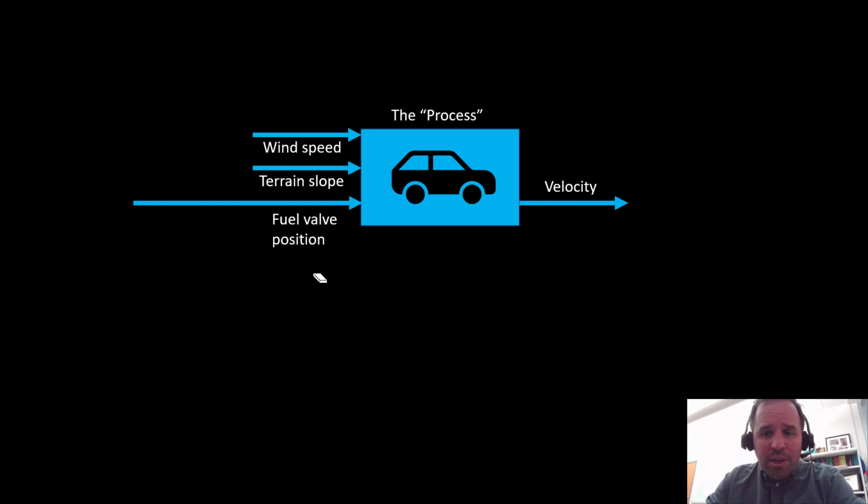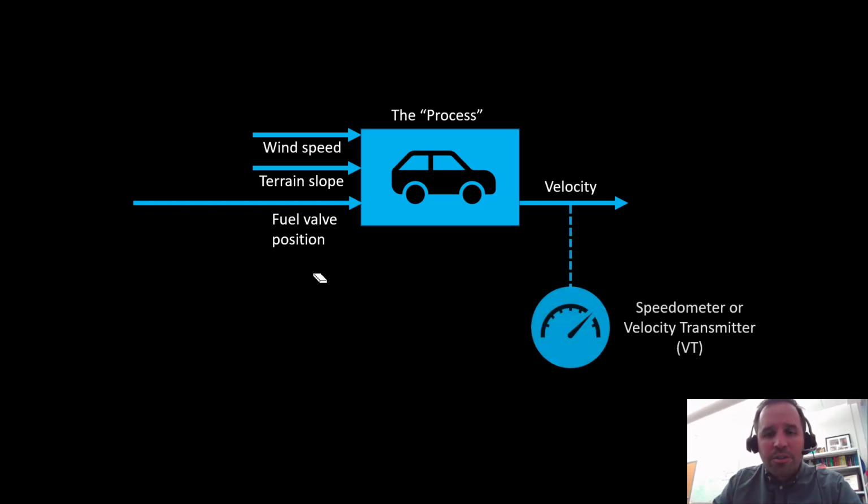If you want to control something, you have to be able to measure that thing. So every control system needs a sensor or a way to measure the thing that you're trying to control. So in this case, that would be a speedometer, or we might also call that in process control language a velocity transmitter. So this is the thing that is relaying this important information about velocity in real time to our controller.